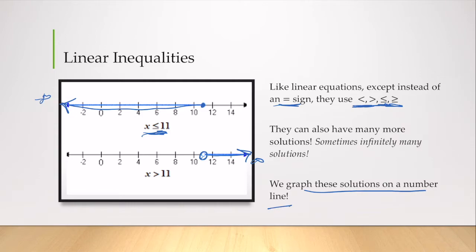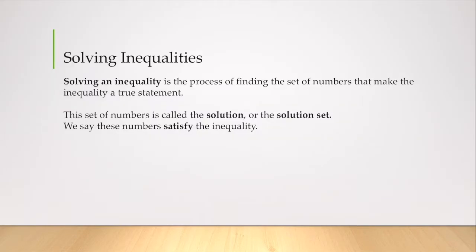And we graph these solutions on a number line, or we can write them in interval notation. We're going to go over how to do both. So solving an inequality is the process of finding the set of numbers, not just the one number as was the case with equations, the set of numbers that make an inequality a true statement. Again, we call this set of numbers that satisfies our inequality the solution, in this case the solution set, because there tends to be more than one number. And we say that these numbers satisfy the inequality, meaning we make the inequality have a true value.